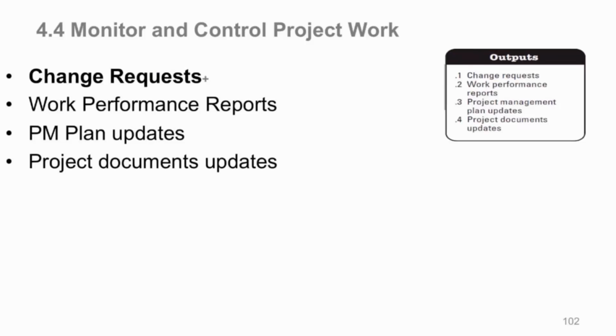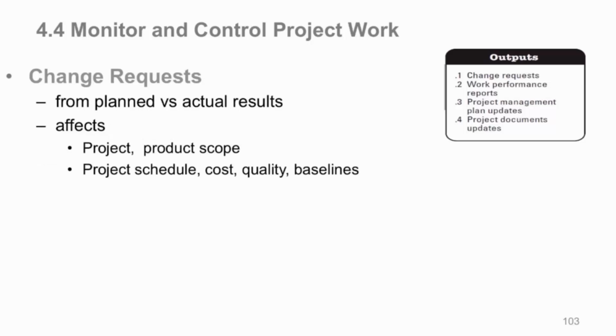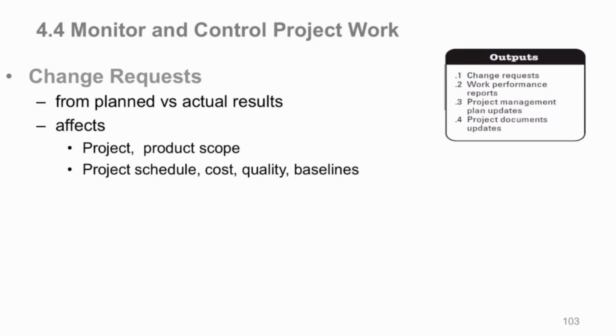Okay, well let's talk now about the outputs of monitoring and controlling project work. So once we have our inputs, done our tools and techniques, we have certain outputs from this process, and here they are. Change requests being the primary output from monitoring and controlling, because controlling may need changes. So what are these particular change requests? Well, we're going to look at planned work versus actual results, and we may need changes to compensate for deviations to get things back on track. So change requests, they affect the project itself, the project scope, the schedule, cost, quality, baselines, whatever it might be needed to make an official change within the project to keep things on track.